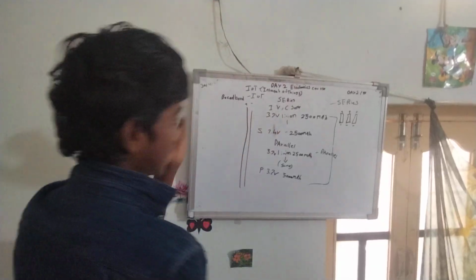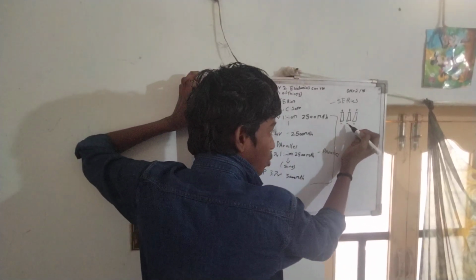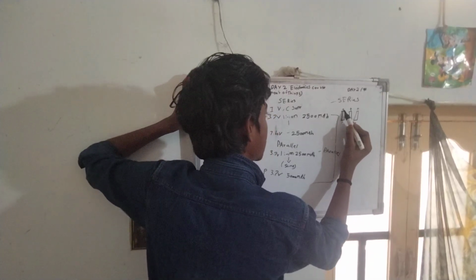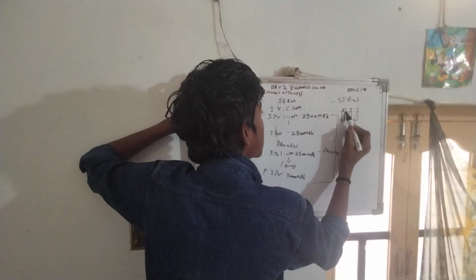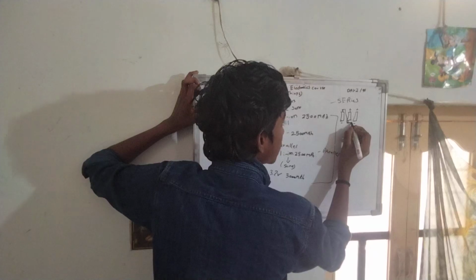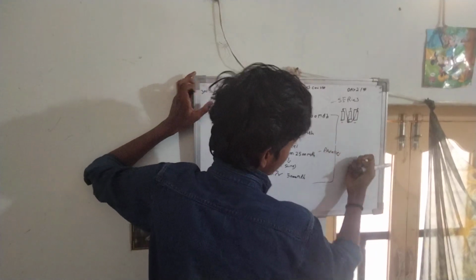Okay, now we've got series. So what do we do in series? We need to connect the positive to the negative, and the negative to the other positive of the battery. For example, the positive of battery 1 to the negative of battery 2, and the negative of battery 2 to the positive of battery 3. This is how series connection works.